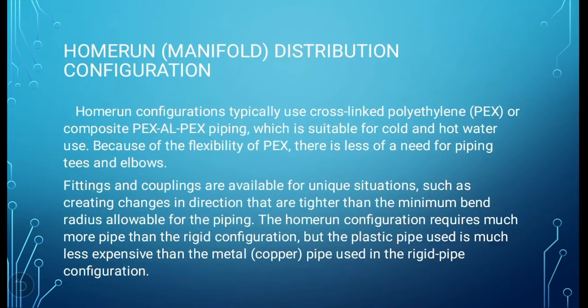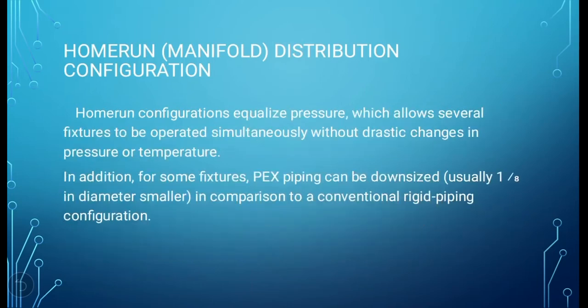The home run configuration requires much more pipe than the rigid configuration, but the plastic pipe used is much less expensive than the metal or copper pipe used in the rigid pipe configuration. As a result, the home run configuration is typically cheaper. Home run configurations equalize pressure, which allows several fixtures to be operated simultaneously without drastic changes in pressure or temperature.